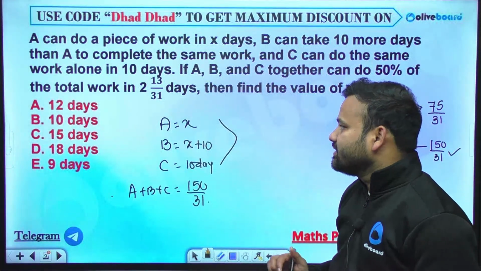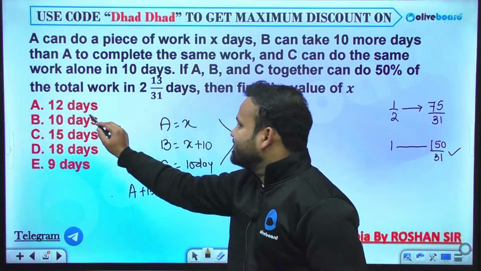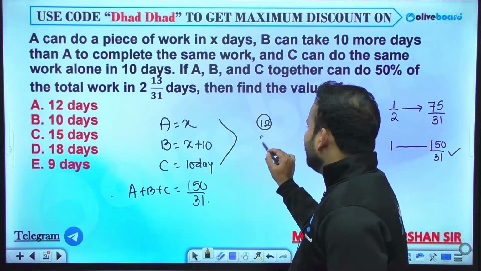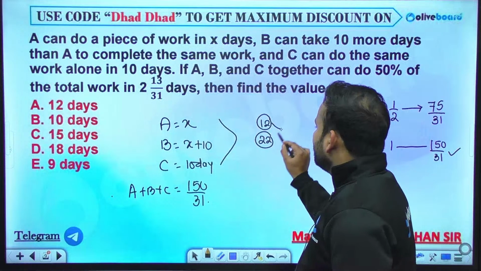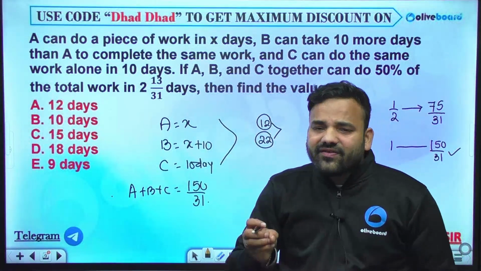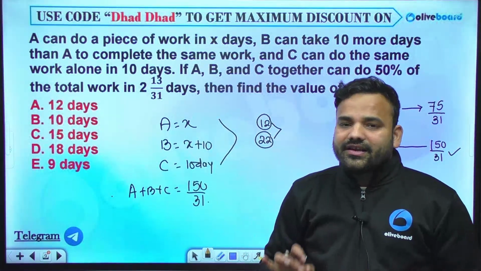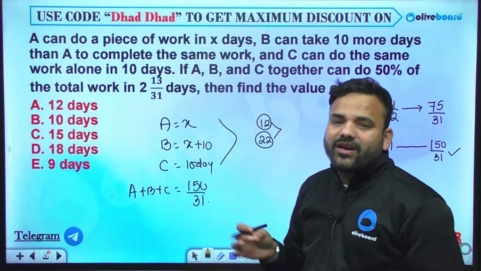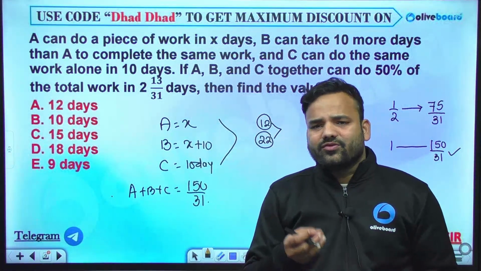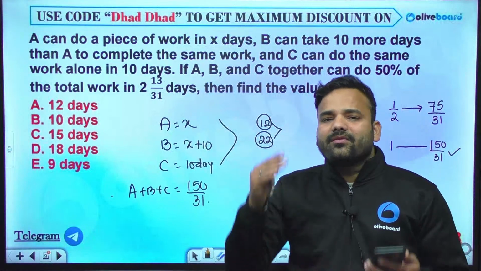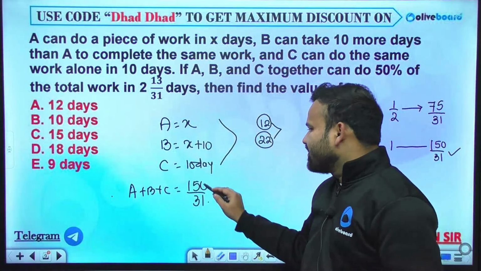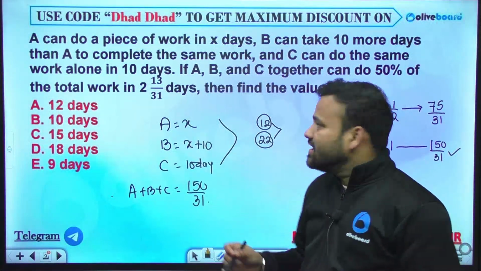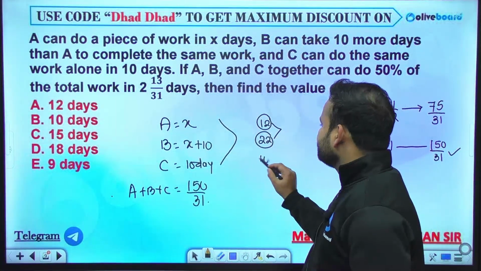Just look at this. If I'm taking the value of x as 12, B will be 22. It's very rare that an examiner will allow you to take a multiple of 12 and 22, because 12 and 22 do not have a common factor. 2 is there, but the multiple will be far. And even the total work is 150. That means this won't be the answer. I won't be taking 12, because if this is 12, this is 22, this will be 10.